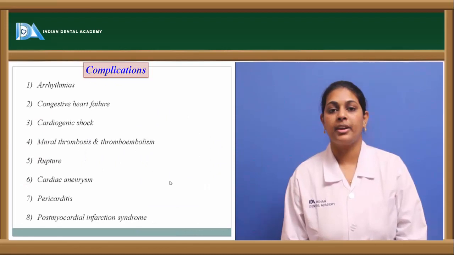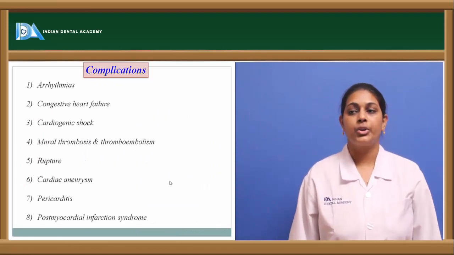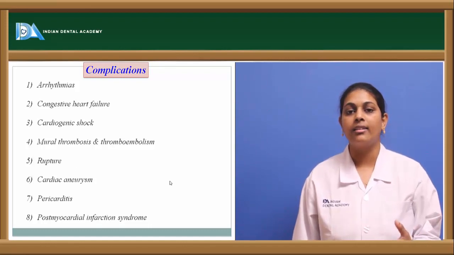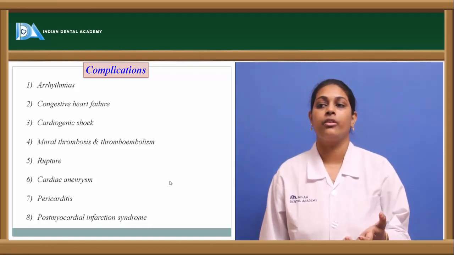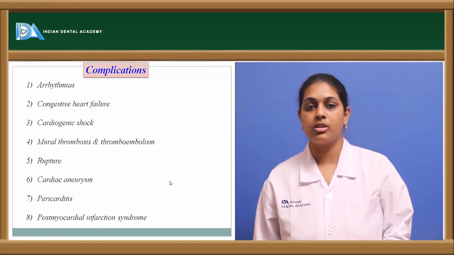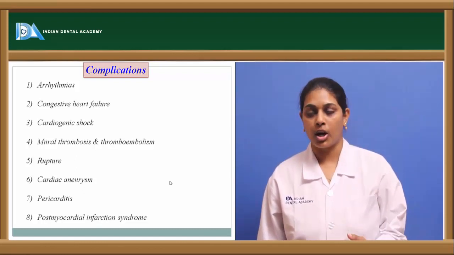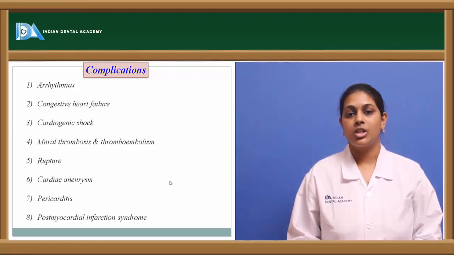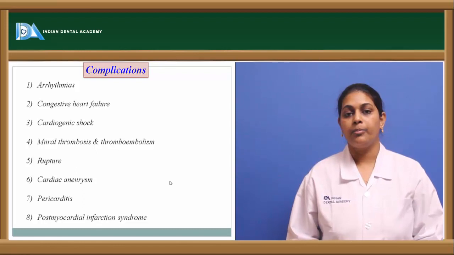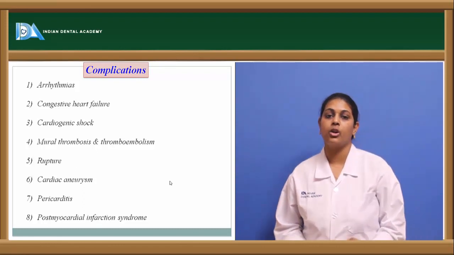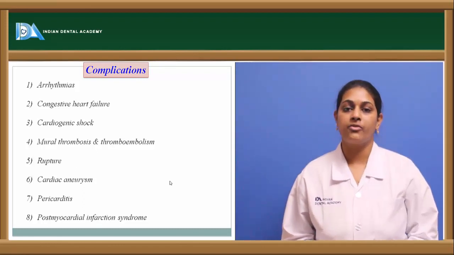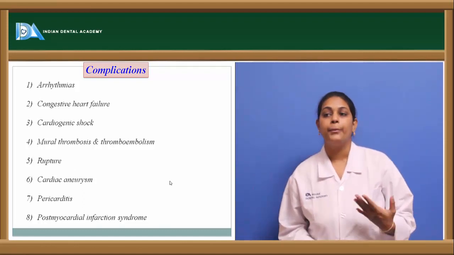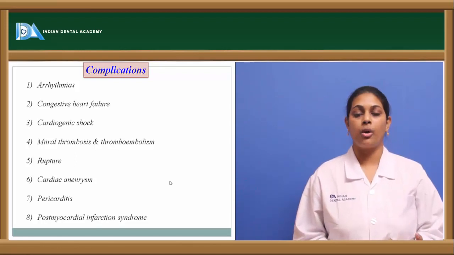Coming to the complications, myocardial infarction usually results in arrhythmias. Arrhythmias are nothing but changes in the rhythms of the heart. The patient might also end up in congestive heart failure and cardiogenic shock because of hypotension and a fall in the systolic pressure. Mural thrombosis and thromboembolism are also complications because of the infarcts which have been formed.